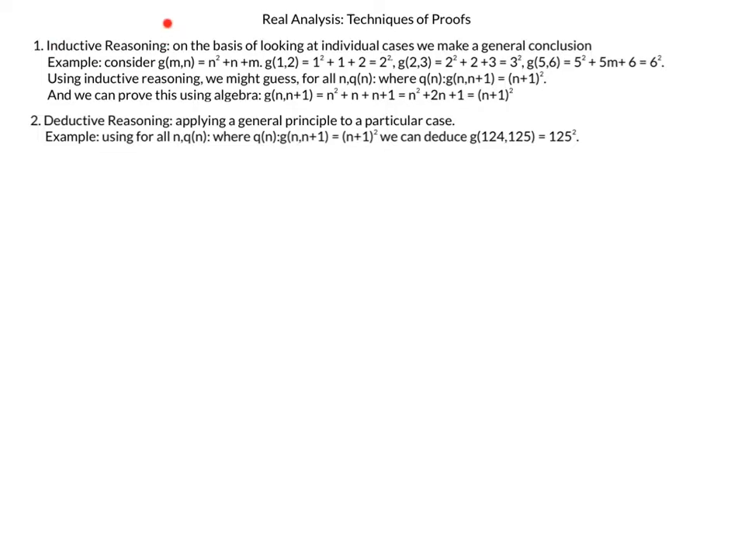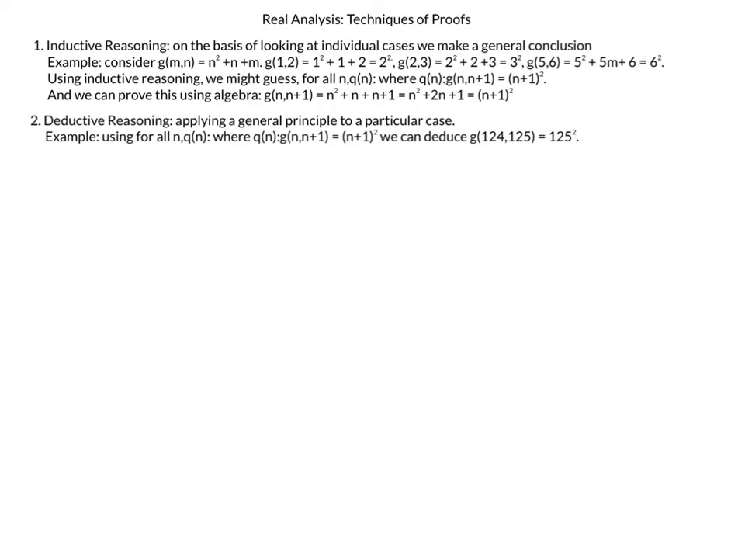We will start by looking at inductive reasoning, which is on the basis of looking at individual cases, we make a general conclusion. So for example, if we have a function g that takes 2 numbers, m and n, then the function is equal to n squared plus n plus m. So when we plug in m is equal to 1 and n is equal to 2, we're going to get 1 squared plus 1 plus 2, which is 2 squared. When we plug in 2 and 3, we'll get 3 squared. And when we plug in 5 and 6, we get 6 squared.